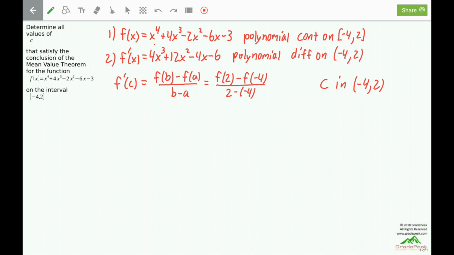The left side, f prime of c, can be evaluated by plugging c into f prime of x, giving 4c cubed plus 12c squared minus 4c minus 6 equals the right side, f of 2 minus f of -4. Each of those can be evaluated using f of x.